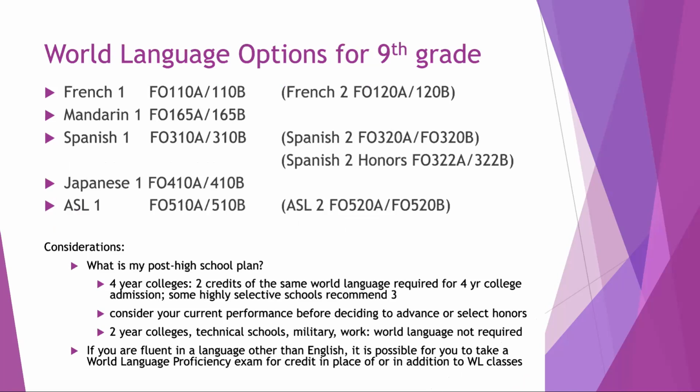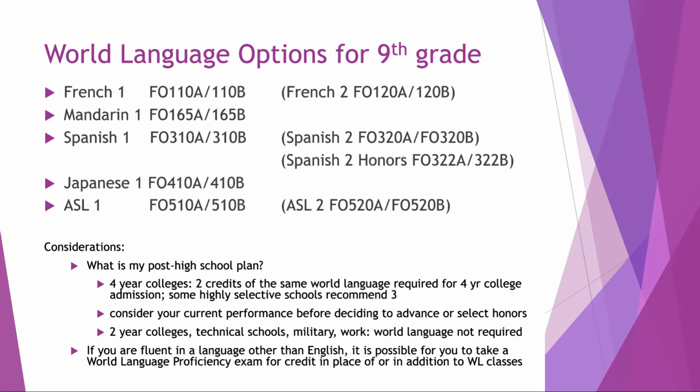We have lots of world language options for students next year. So French 1, Mandarin 1, Japanese 1, Spanish 1, and ASL 1. For any student who took level 1 of French, Spanish, or ASL in middle school and had a successful grade and a successful year, they can move on to level 2 of that language. It's important to note that 4-year colleges want 2 credits or 2 years of the same world language. Some highly selective schools might recommend 3, but most only require 2.